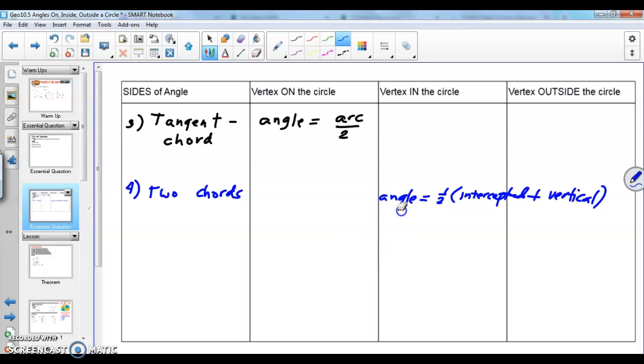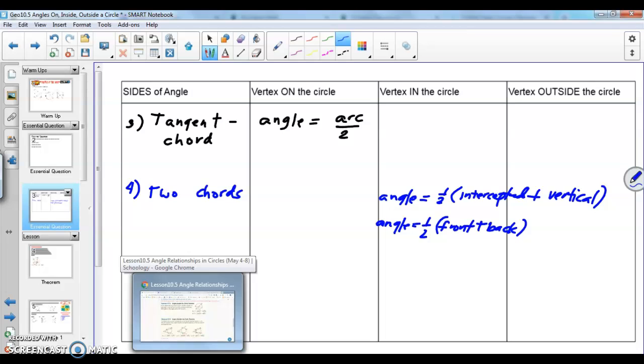Or another way to look at it is angle is equal to 1/2. I normally call the intercepted arc the front arc plus the vertical angle as the one behind it, or at its back. So angle is equal to 1/2 front plus back. So whichever makes more sense to you, you can write that formula in another version that's easier for you to memorize. Whichever helps you at this point, just do it.